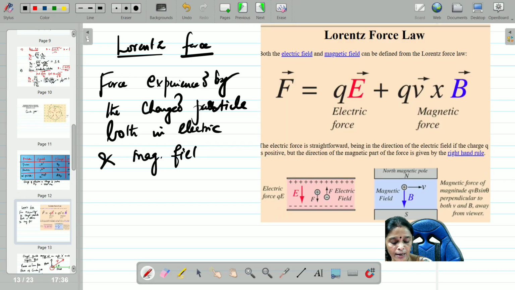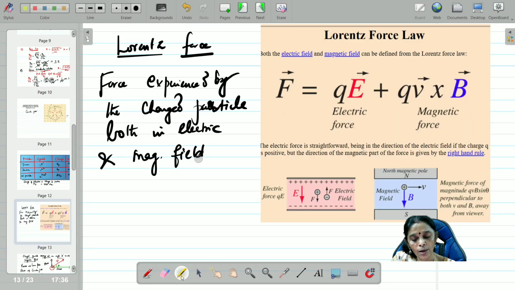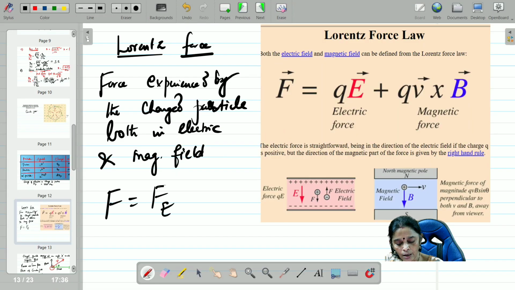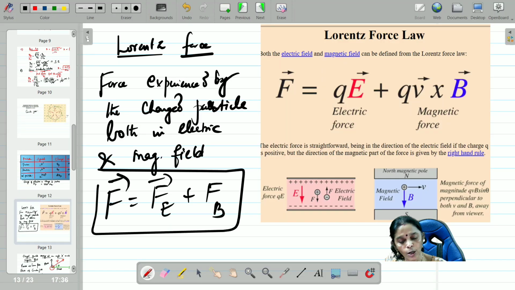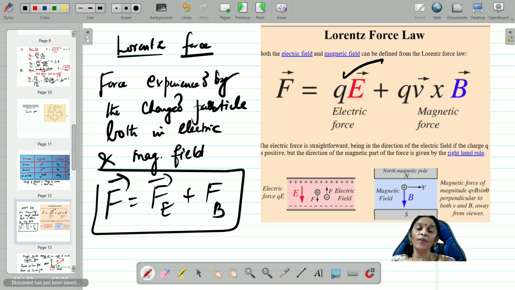Since it is in both electric and magnetic field, now you check on that. F is equal to force due to electric plus force due to magnetic. That's all. Now you check here, what is force due to electric? QE. Where have we learnt? Electrostatics. Force due to magnetic field, Q into V cross B. Where have we learnt? Now only we learnt.